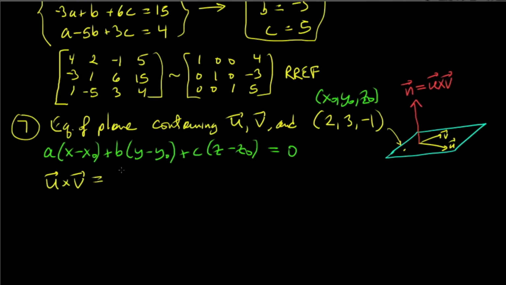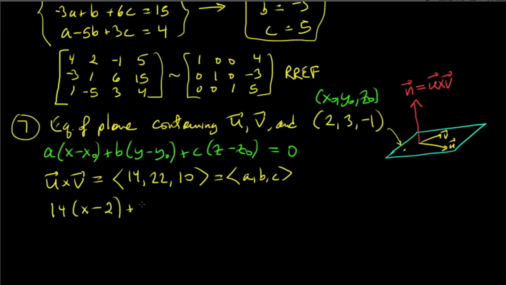So the components are 14, 22, and 10. Those are my A, B, and C at this point. So to get the equation, we're going to get 14 times (x minus x0), where x0 is 2, plus 22 times (y minus y0), where y0 is 3, and then plus 10 times (z minus z0). Oh, z0 is negative 1, right? So z plus 1 equals 0.